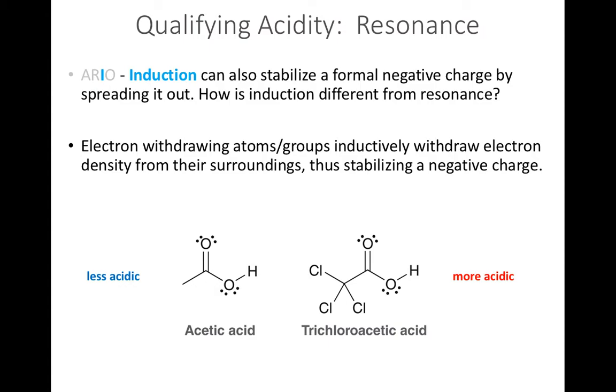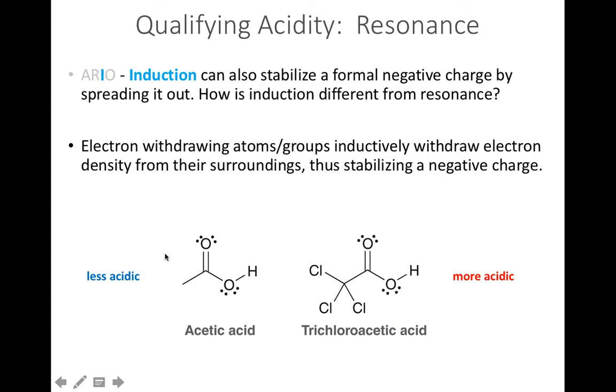All right, so induction. This is where we have electronegative atoms or electron withdrawing groups. They can essentially withdraw electron density from the negative charge and lone pair that we form, thereby stabilizing it, because we're kind of spraying it out again.